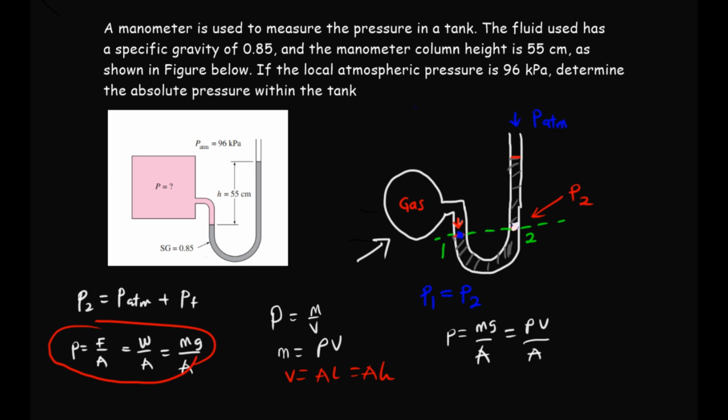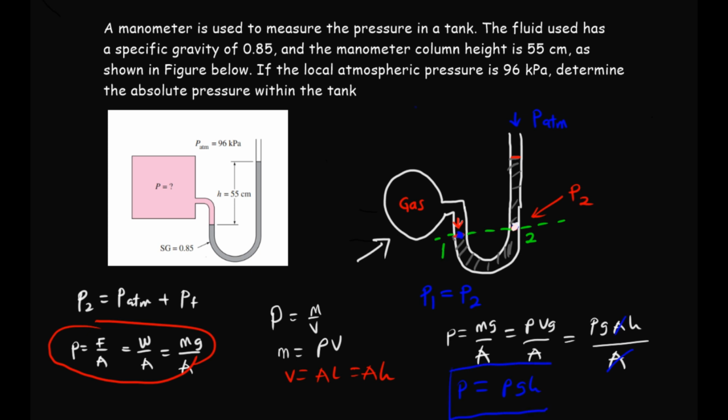We know density to be rho. Let's not forget the acceleration due to gravity. So this will be equal to density times acceleration due to gravity times volume, which is area times height, all divided by area. So at the end, we can cancel out the area. This A will cancel out this A. So we are going to have the pressure equal to rho g h.